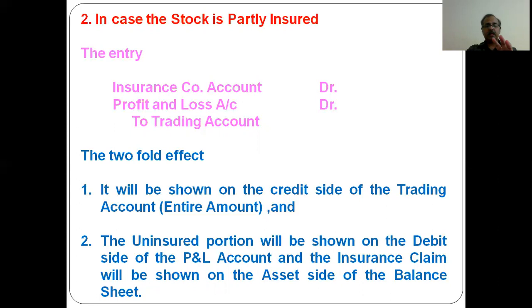So, there are three effects here. The credit side of the trading account, the entire amount. Then whatever actual loss, the uninsured portion, will be debited in the P&L account. And the admitted claim by the insurance company is shown on the asset side of the balance sheet.